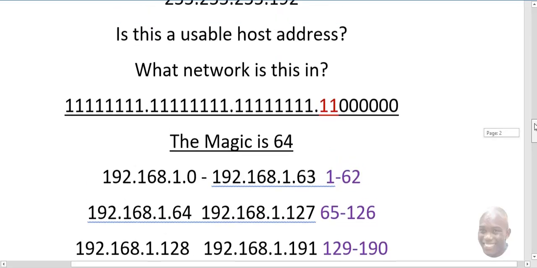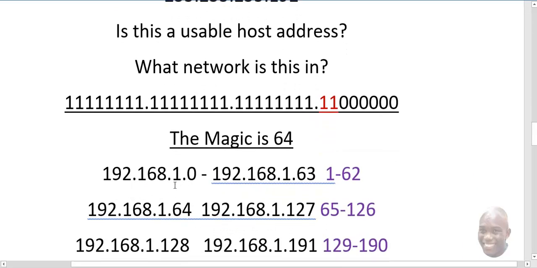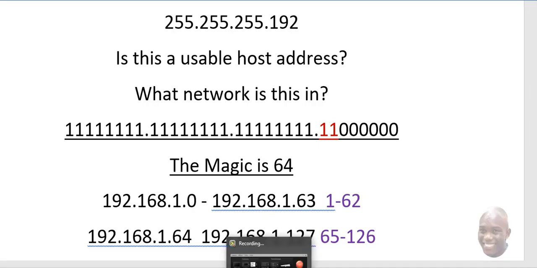So if it was to ask you a question, 55, is it a usable host? Yeah, of course it's a usable host, and it is in the first network or subnet, which is 0 to 63, right? The only thing we have to understand is how do we determine now the number of networks per subnet. And of course I will do 2 other videos to show you all this.